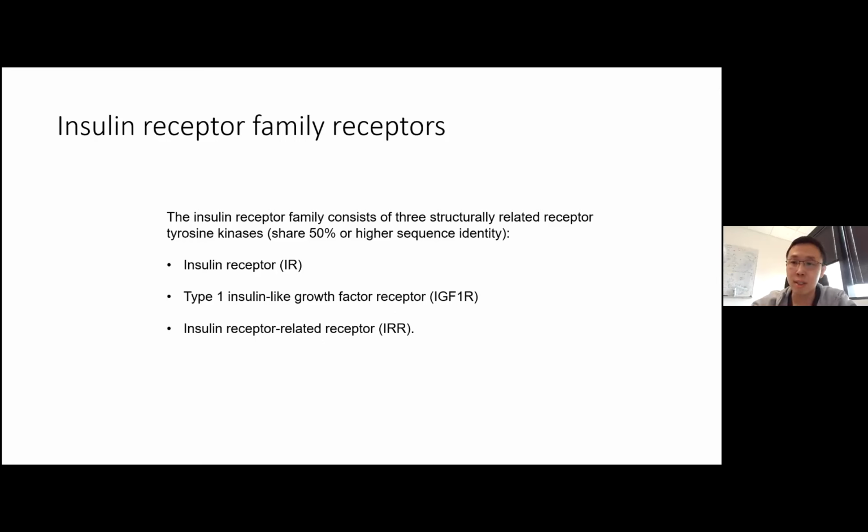Among those 3 related receptors, they share about 50% sequence identity. You can see the 3 receptors are very similar. In my talk, I will focus on the insulin receptor, but I will also briefly touch on the IGF-1 receptor. And if I have time, I will briefly mention the activation mechanism of IRR. Actually, the activation mechanisms are very, very different among those 3 related receptors.